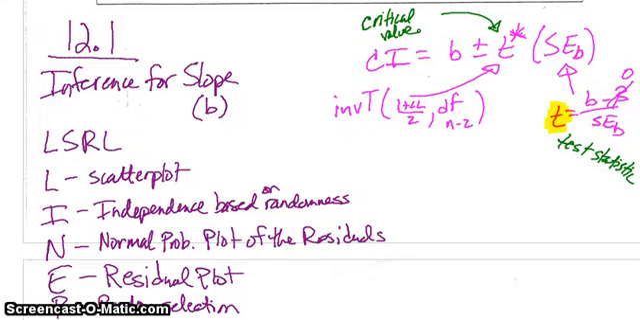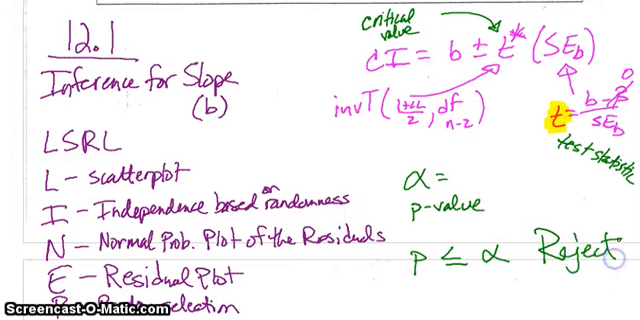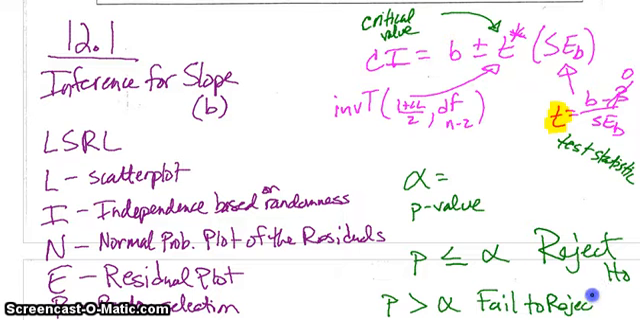All right. Hopefully you guys remember, we're going to have our alpha levels. All right. And we have alpha, and then we have our p-value. And we have to keep in mind, if p is less than or equal to alpha, we reject H sub 0. If p is greater than alpha, we fail to reject H sub 0. Remember, we're always talking about H sub 0. Awesome. Here we go.